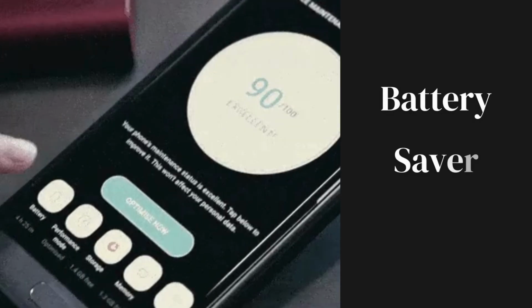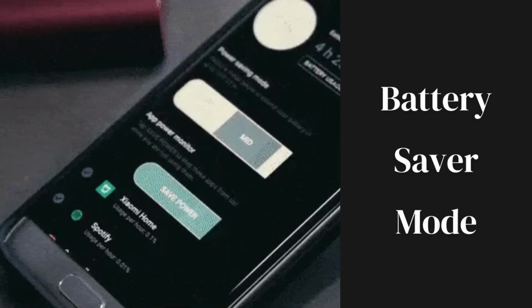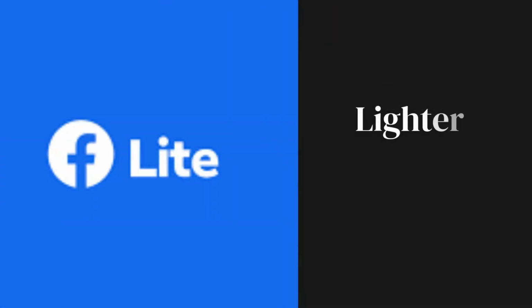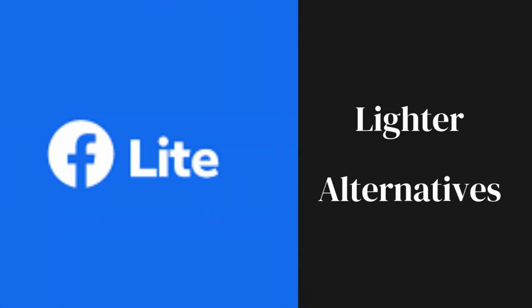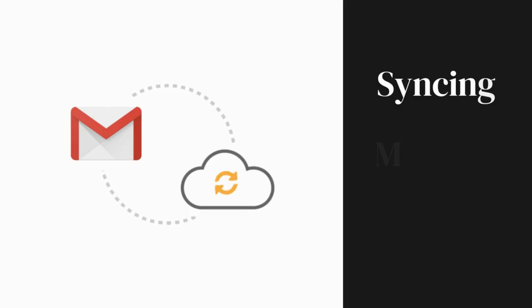So guys, for that, I have 2 solutions. Number 1 is use battery saver mode to limit usage of such apps. And second solution is check for lighter alternatives. It means use light versions of apps like Facebook. Number 6. Syncing multiple accounts.